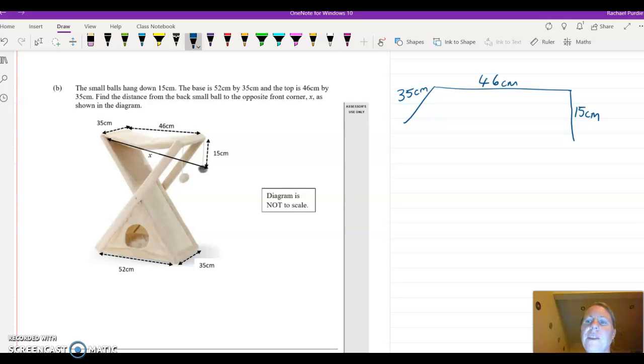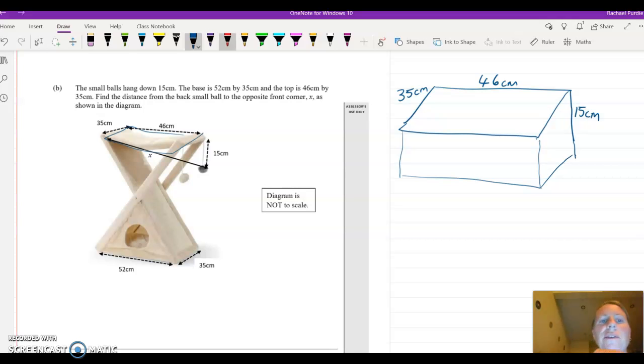So this is like the top of the box here, isn't it, with the 46 and the 35? That's that white part of the mat there. We've got our 15 centimeters going down, and of course the thing we want to find is going from the bottom here, which is where the ball is, up to that corner there, isn't it?